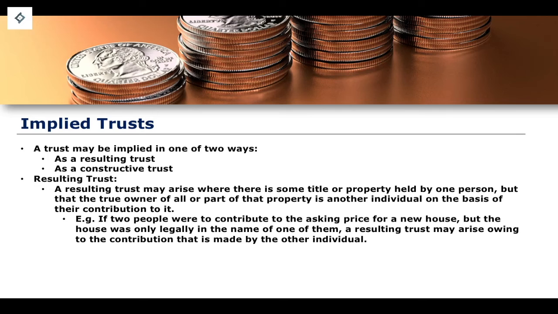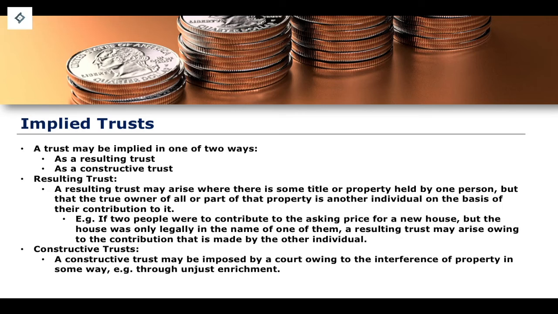So, for example, if two people were to contribute to the asking price of a new house, and the house was only in the name of one of the individuals, so legally the ownership was only in the name of one person, but the two people together contributed significant sums to the asking price, then a resulting trust may arise owing to that contribution. So the fact that there is a contribution made by the other person means that even though they are maybe not legally owners of that property, there is an implied trust that exists in relation to their ownership, owing to the fact that they have made a significant contribution.